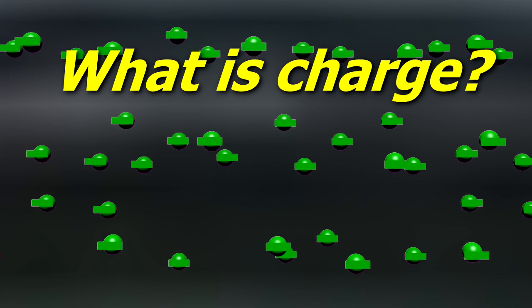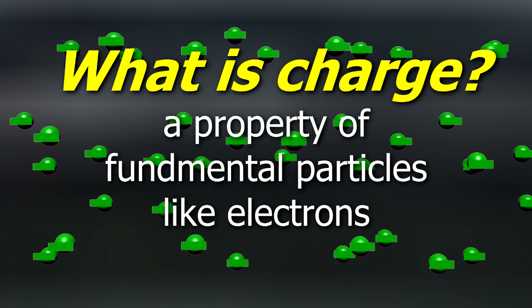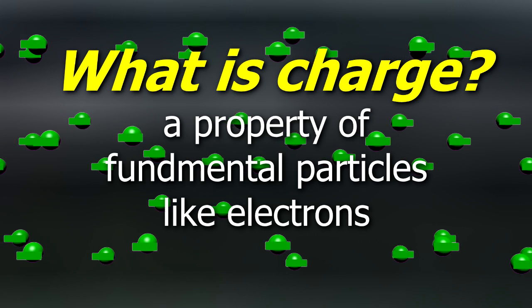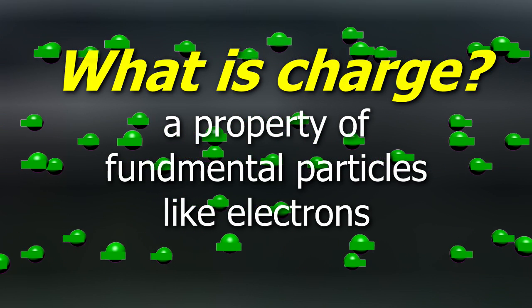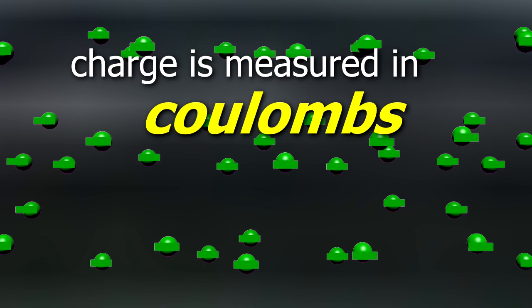Each electron has a negative charge. What is charge? Charge is a property of fundamental particles, including electrons. That property involves certain behaviors. But for this video, what's important is that the charge can be quantified. It can be counted. Charge is measured in units called coulombs.